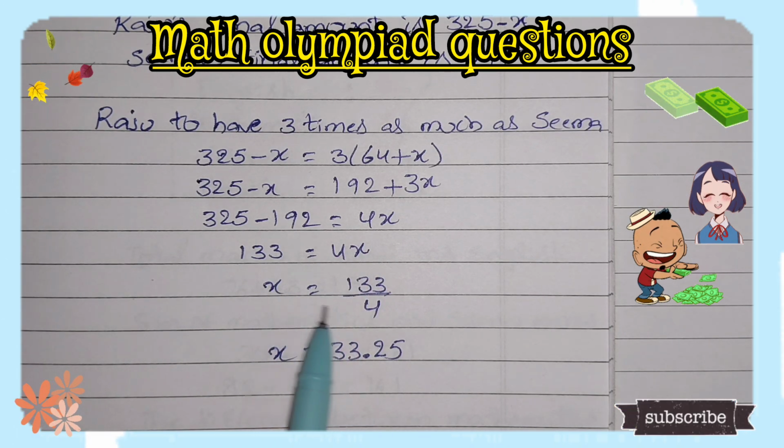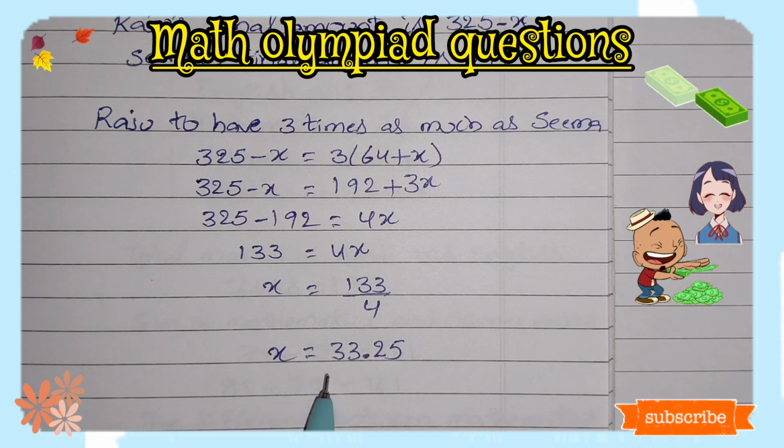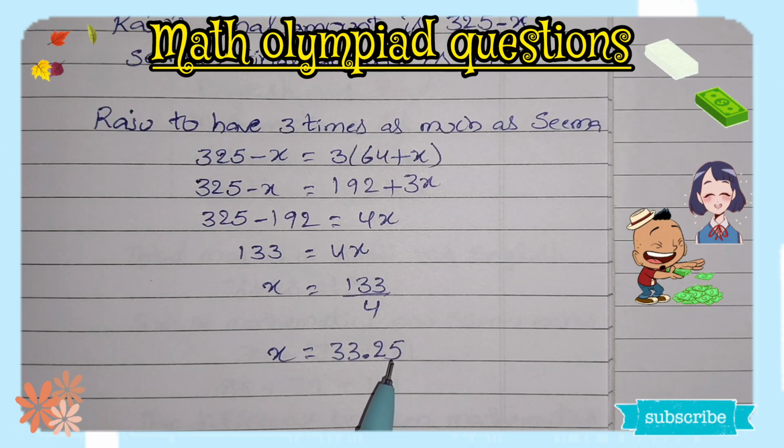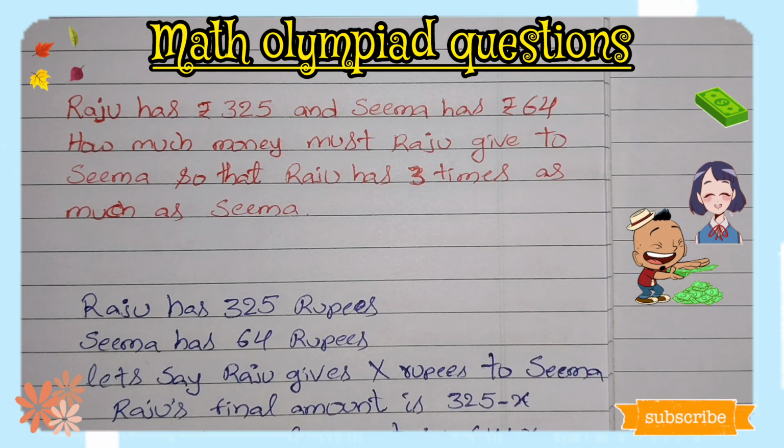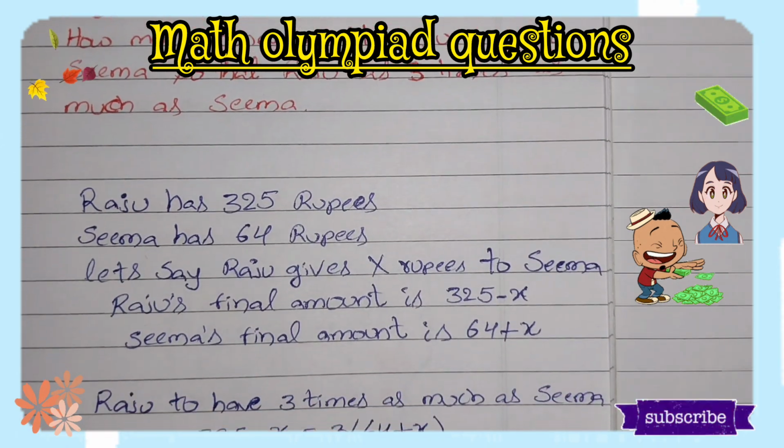325 minus x equals 192 plus 3x. 325 minus 192 equals 4x. x equals 133 by 4. x equals 33.25.